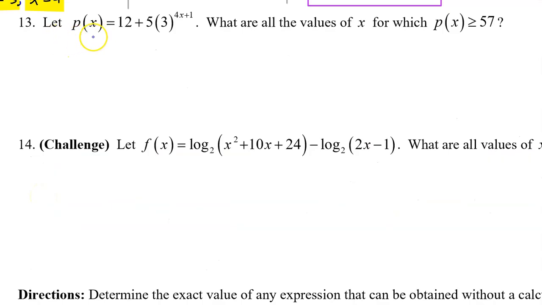Number 13, let p of x equal 12 plus 5 times 3 to the 4x plus 1 power. What are all the values of x for which p of x is greater than or equal to 57? We do not need to make a sign chart to solve an exponential inequality. We can just set up the inequality and solve for x.